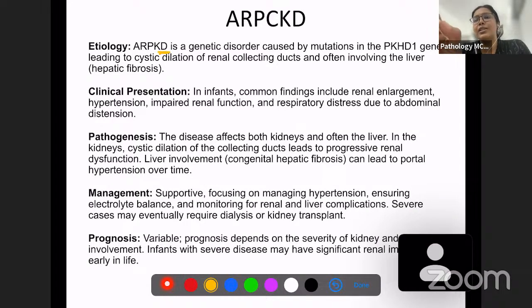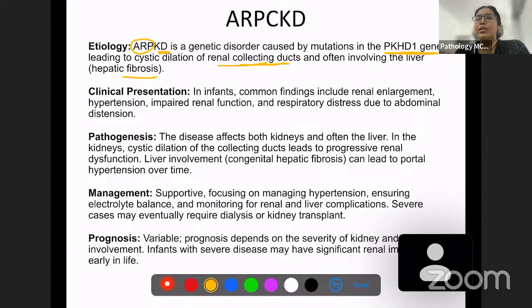As the name says, it is autosomal recessive. It is associated with mutations in the PKHD1 gene. This leads to cystic dilation of renal collecting ducts. Also, we saw collecting duct dilatation is there. It also has hepatic fibrosis. Clinical presentation is usually renal enlargement as we saw and then impairment of renal function.